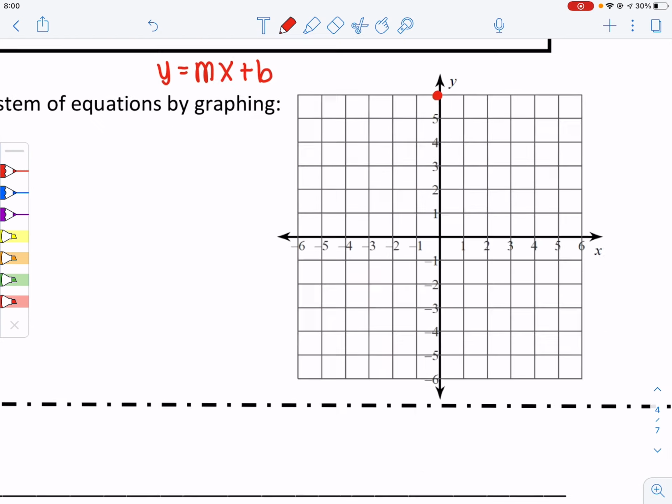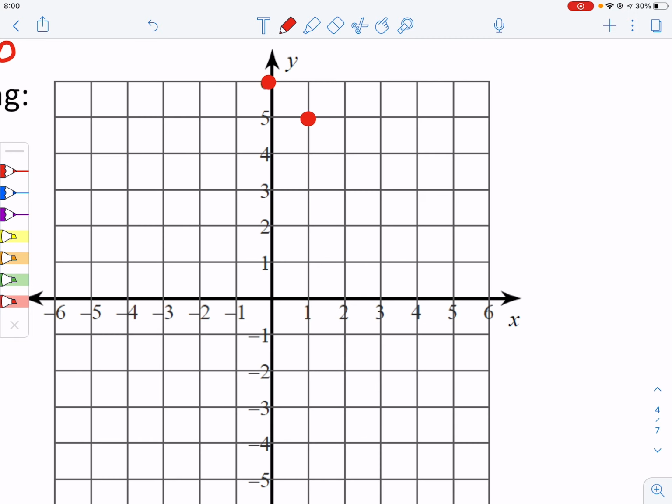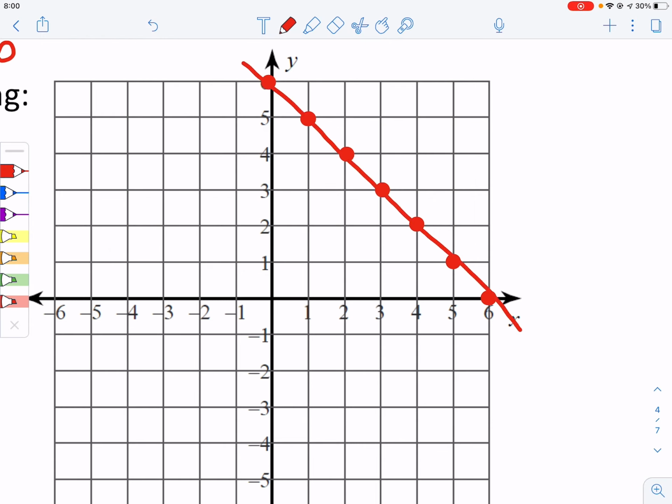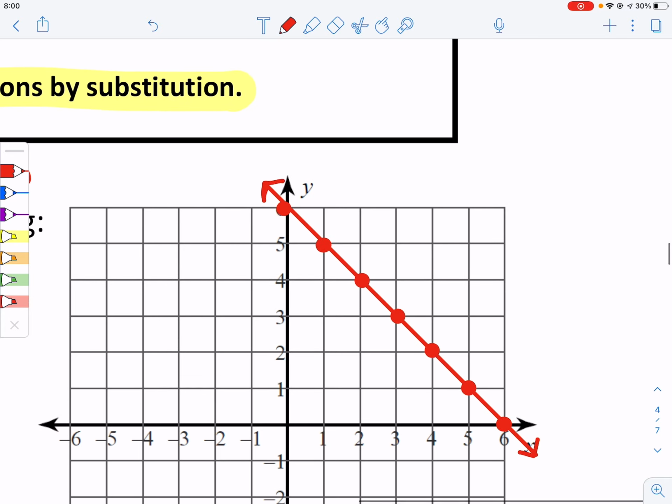And then my slope is negative 1, which means I go down 1, right 1, down 1, right 1, down 1, right 1, and put as many dots as you can. Then make sure you connect it all the way through, and let's put arrows at the end of it. So there's my red graph.